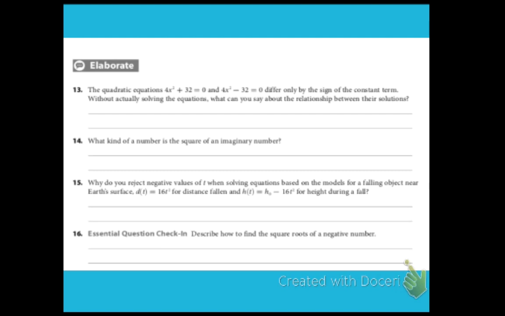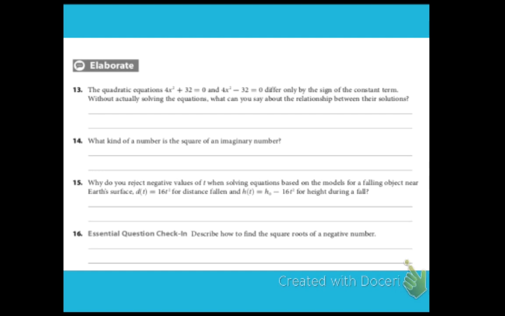So think about what you can already tell based on what you know about how square roots work when we have a positive number and a negative number. 14. What kind of a number is the square of an imaginary number? So what kind of numbers did we always get when we squared imaginary numbers? Maybe look back at your notes to see. 15. Why do you reject negative values of t when solving equations based on the models for a falling object near the Earth's surface? Think about that. What does t mean, and why would we reject negative values there?